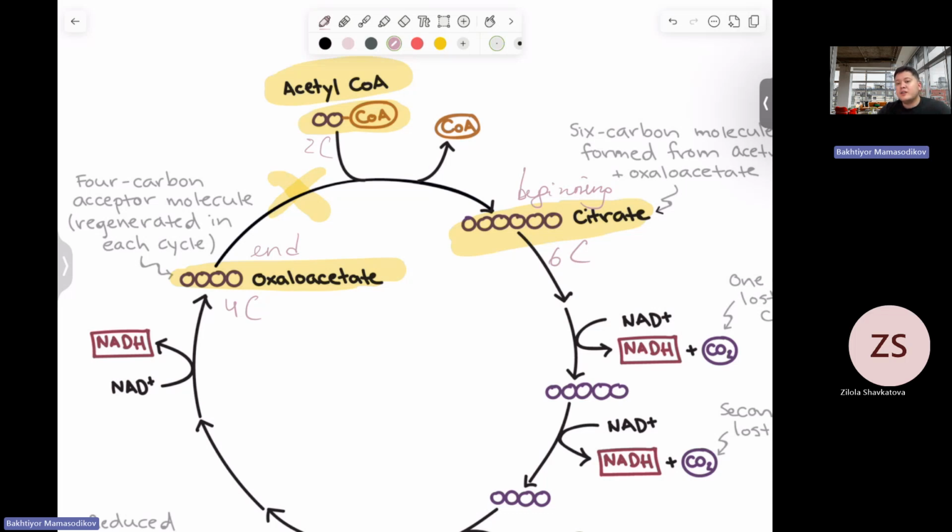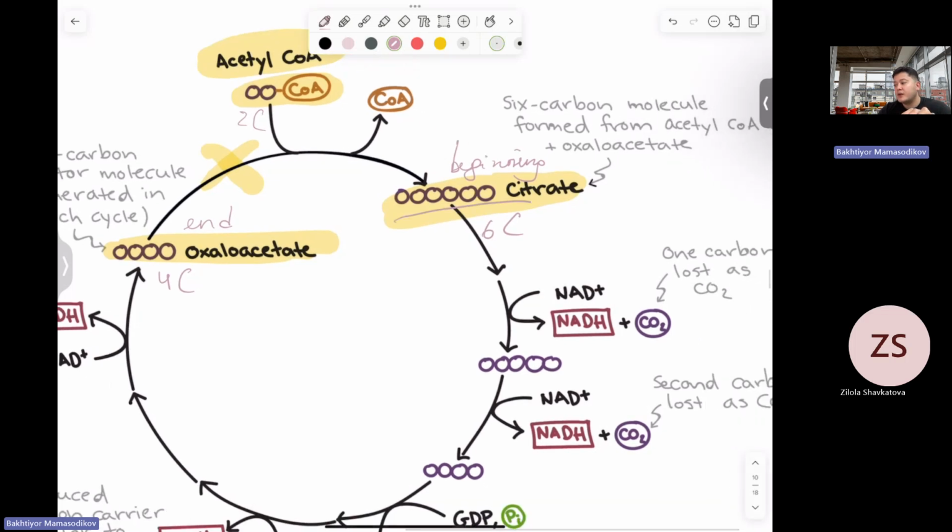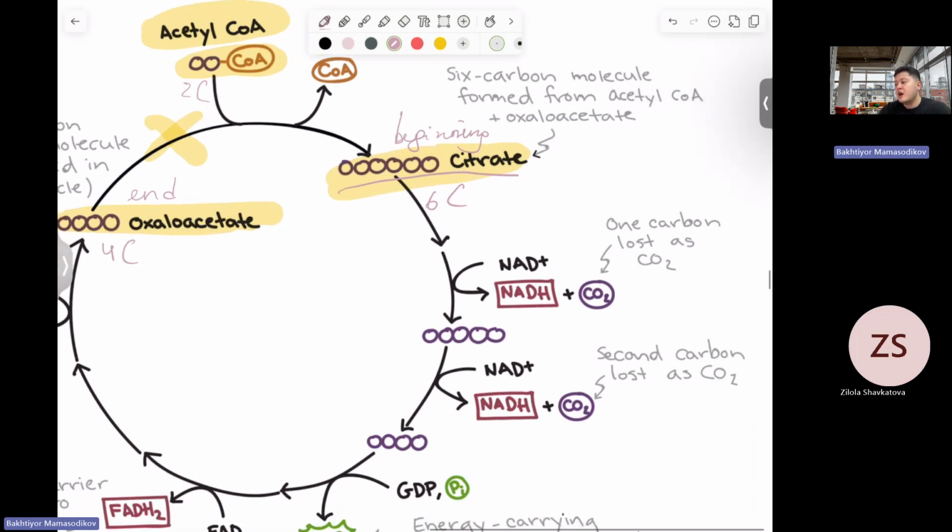So citrate is rearranged and broken down step by step. We are going to break down this citrate one by one. Two carbons are removed and released as carbon dioxide. As you can see here, this carbon dioxide is removed, and this carbon dioxide is removed.